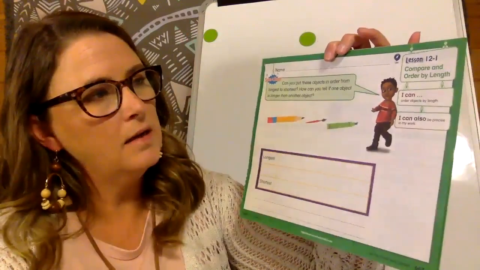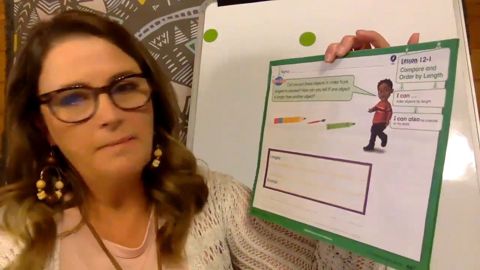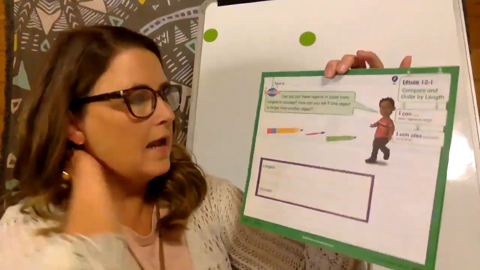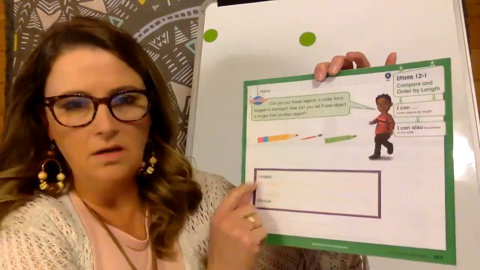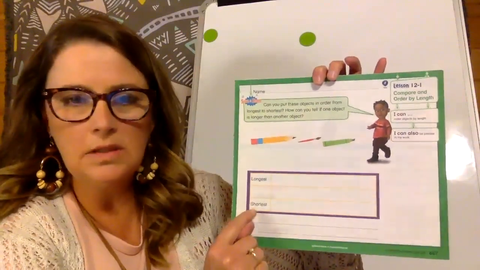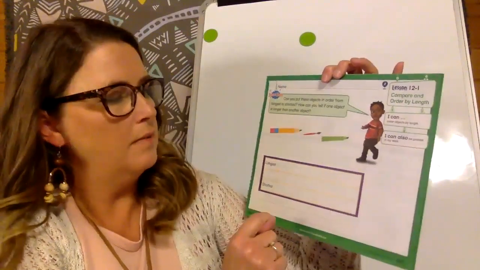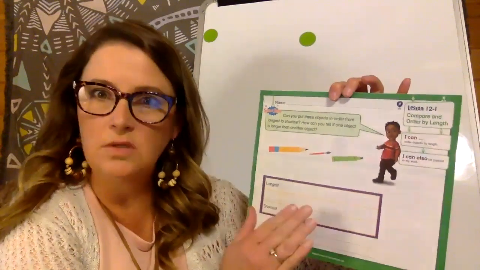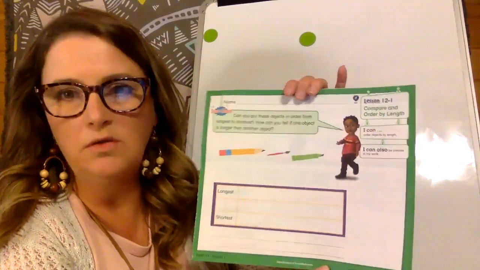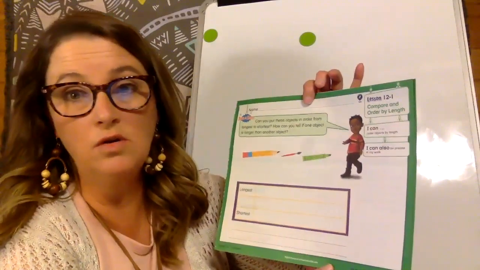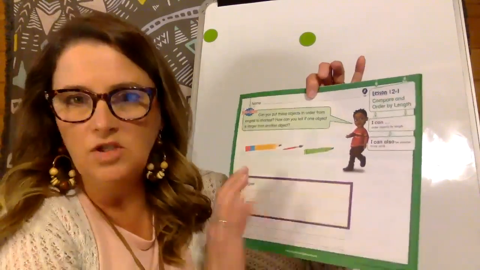So we are going to be today comparing and ordering by length. Okay, so that means we're going to look at items, we're going to compare them to see who's the longest, or what's the longest, what's the shortest, what's in the middle. We may put them in order from the longest to the shortest. We may put them in order from the shortest to the longest. So you'll need to make sure that you read carefully the directions each time you switch from one section to the next to make sure that they're not changing it up on you.